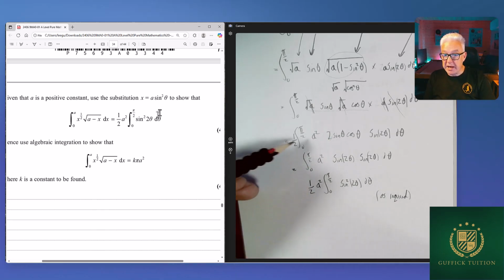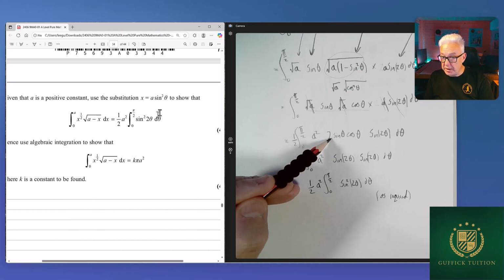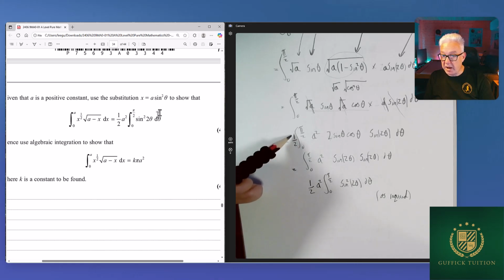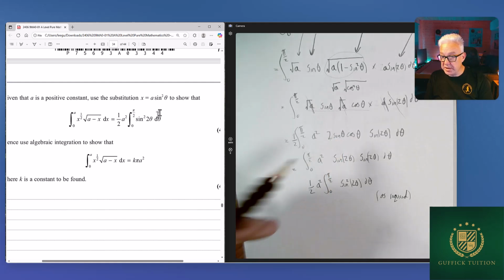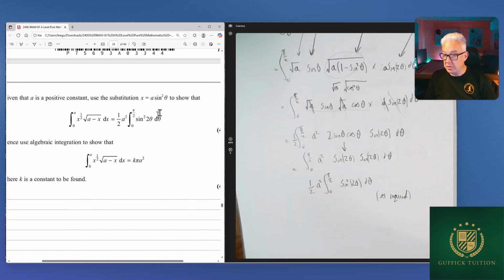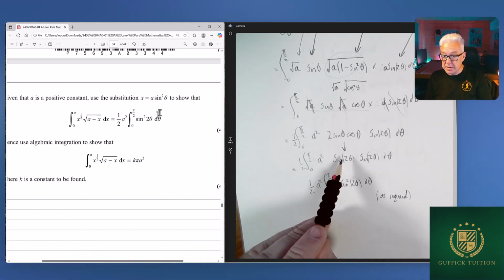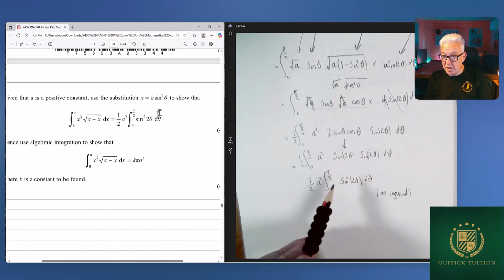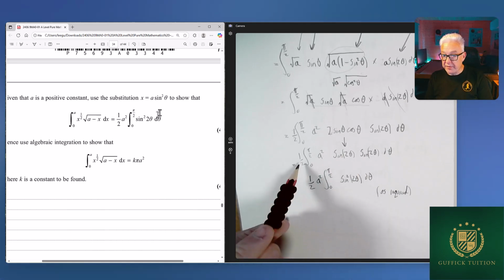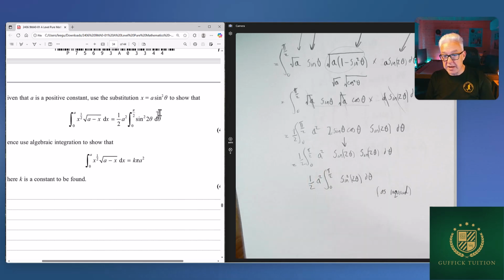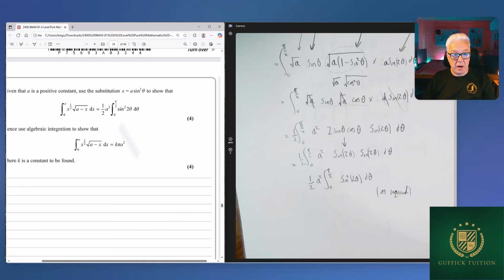But to compensate, I've put a half outside the integral. So I've basically put the 2 that I need there, but to compensate for that, I've put a half outside the integral. So now that I've got my 2 sine theta cos theta, I can replace that with sine 2 theta. But I just need to remember that I've got a half outside that integral now. So I've now got sine squared 2 theta times sine 2 theta, which is sine squared 2 theta. But I've got a half and I've got my a squared. So that's exactly what the question was asking us to derive. So we've completed that first part of the question.